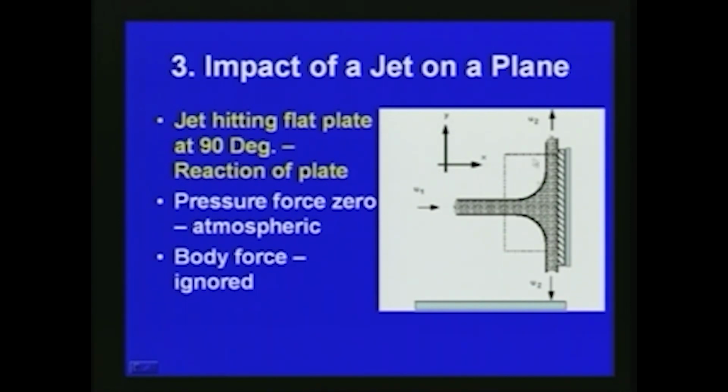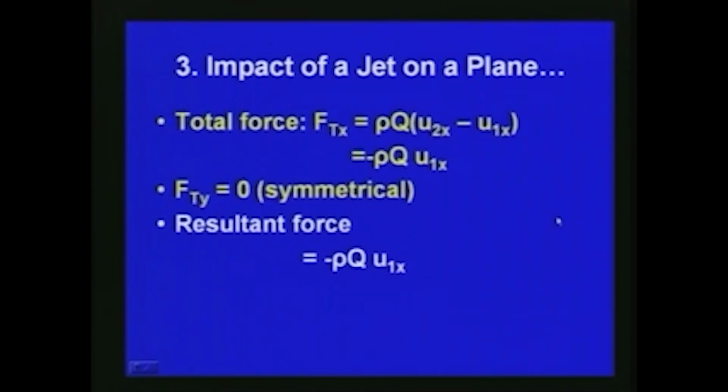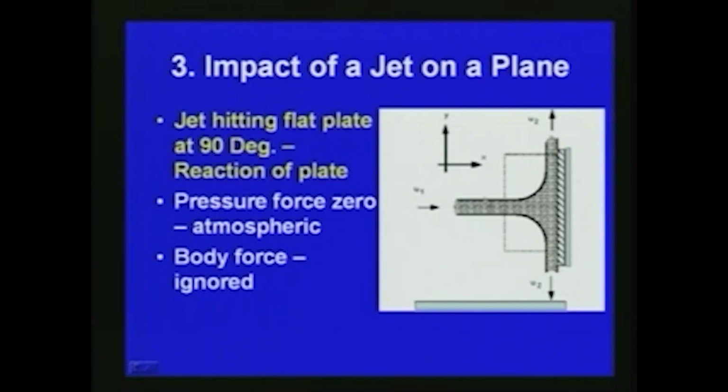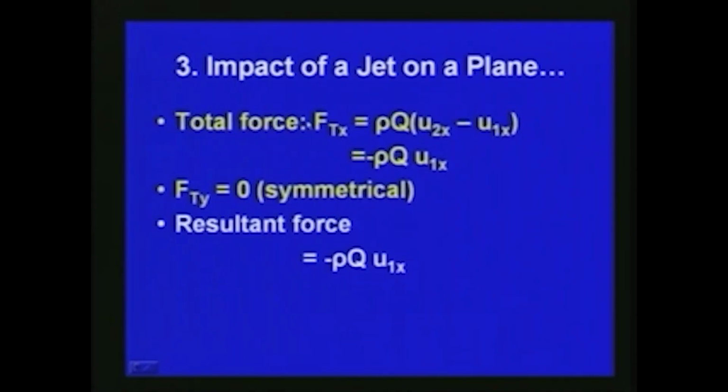This plate is placed vertically. So u2x is 0, since in the x direction there is no velocity; only the y direction velocity is there. u2 is in the y direction, both upward and downward. The x direction velocity u2x is equal to 0, since the plate is placed vertically. So Ftx equals rho q into u2x minus u1x, and with u2x being 0, Ftx equals minus rho q u1x.